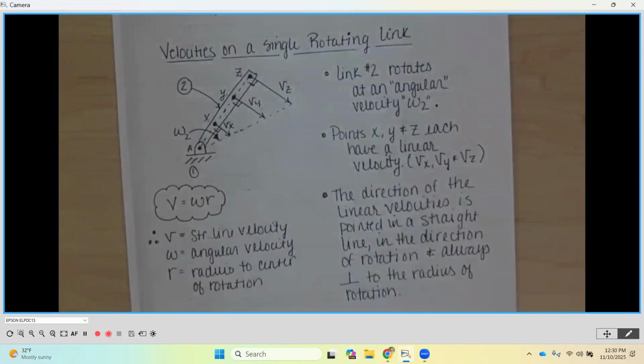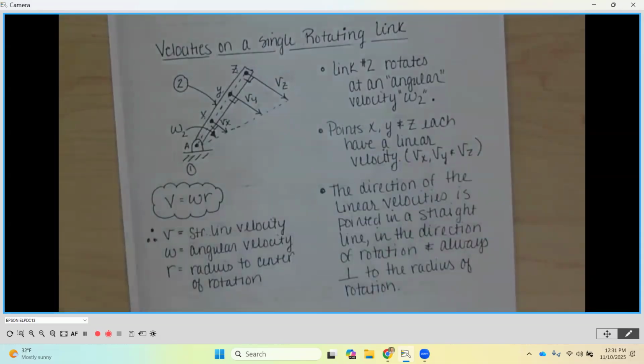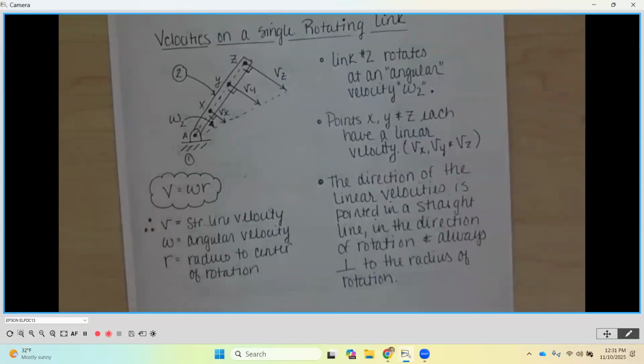So we have to, first of all, be really consistent with labeling our points and our links so that we can add the appropriate labels for the different variables that we're going to be looking at, like straight line velocity of individual points, and then angular velocities of a link, okay?